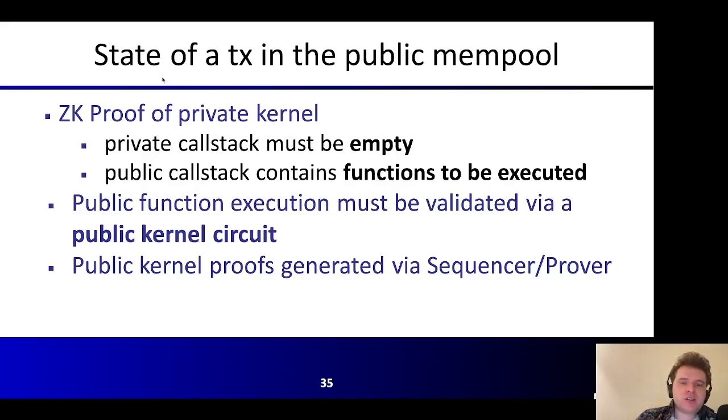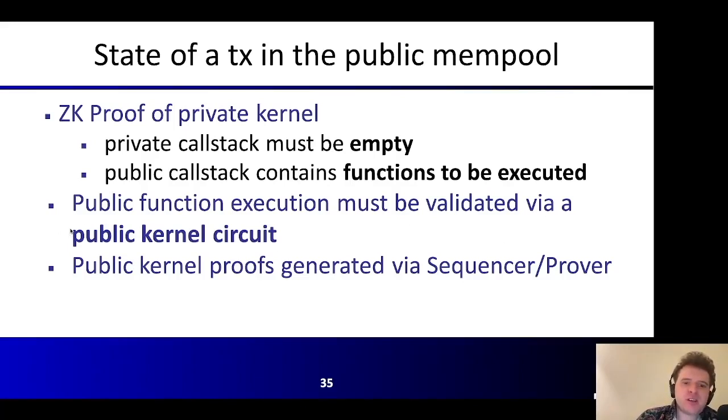The initial state of a transaction in the public mempool is going to have to be that it's going to be approved with the private kernel circuit, but the private kernel circuit will be empty. And the public call stack will contain public functions to be executed. The public functions are then validated via a public kernel circuit, which is very, very similar in structure to the private kernel circuit. The main differences really are who executes it, and therefore the information available to the kernel circuit.